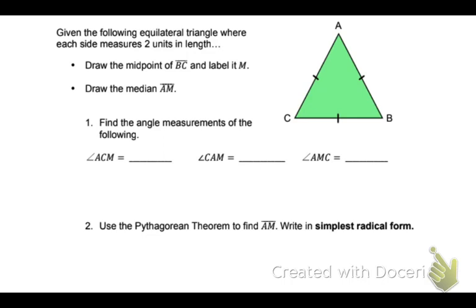If we're given this following equilateral triangle where each side measures 2 units in length, so B to C is 2, A to B is 2, and A to C is 2. Each of these are 2.